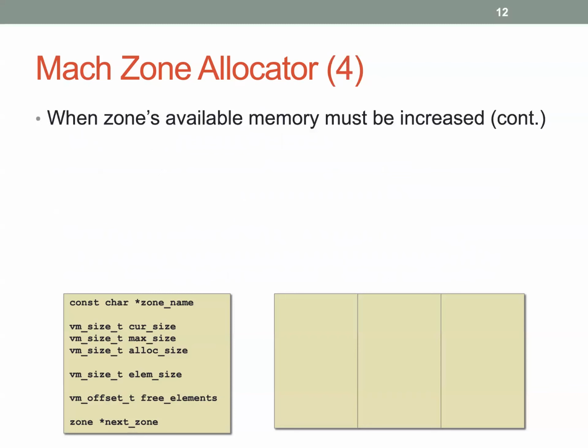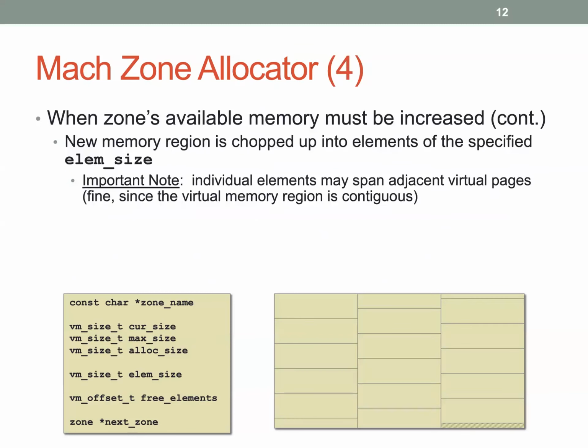Okay, the next thing that we do is we take this chunk of memory that we now have and we chop it up into elements of the specified element size. Now, what do we mean by chop it up? Well, it's just sort of like we impose some structure on this sea of bytes. So you can see that whatever the element size is here, I chose an element size and we hit the end of the page and it wraps around to the next page. That's fine, we don't mind.